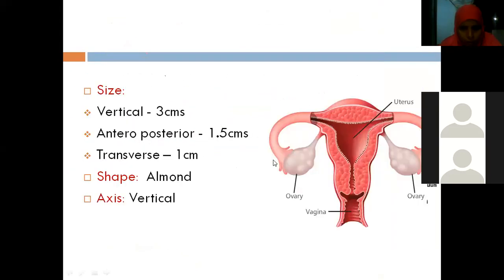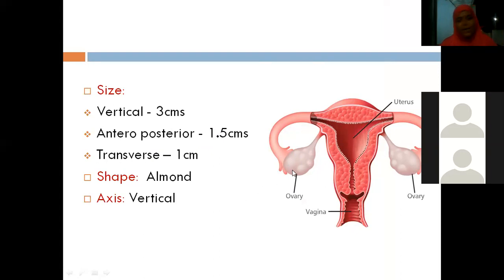Now overall, when you look at this ovary, vertically the length is 3 centimeters. Antero-posterior diameter will be 1.5. They are like an almond, badam. Same that much size only. When you go to the dissection hall and see, they look just like that, round. The transverse diameter is 1 centimeter and the shape is like an almond, and normally they are lying vertically.